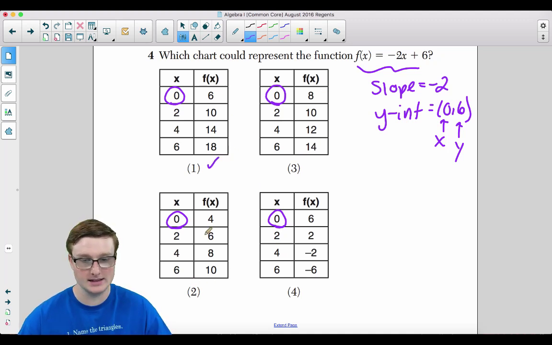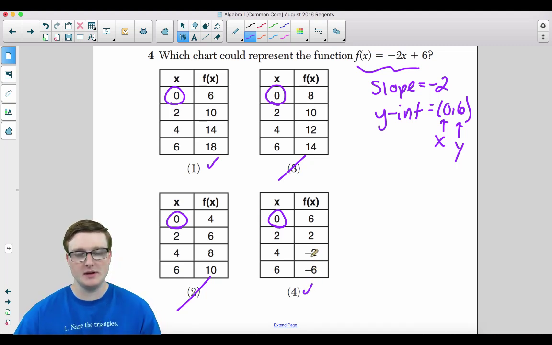Choice 2 is (0, 4). That makes no sense. Choice 3 says (0, 8). That makes no sense. And we're looking at choice 4, (0, 6). So far, 1 and 4 could be the answer.